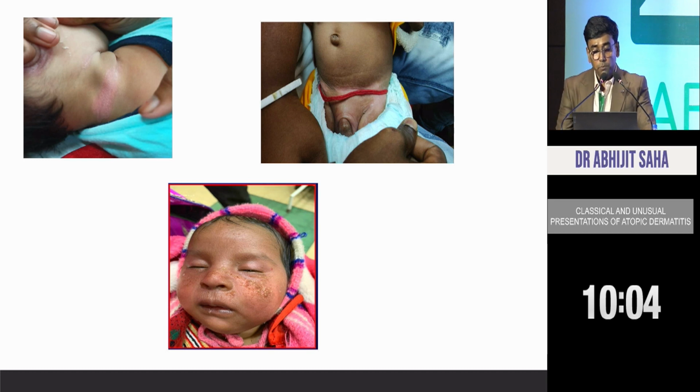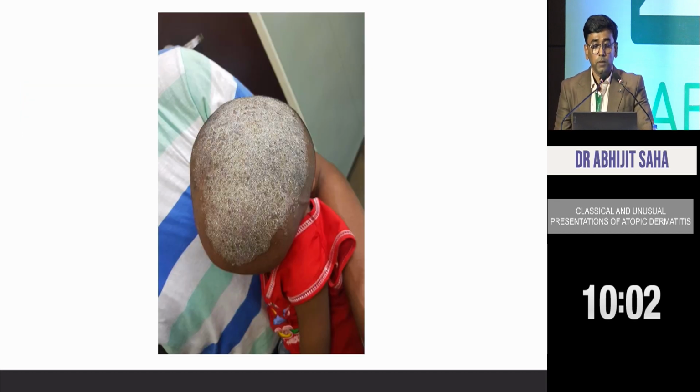But please remember, cradle cap is not pathognomonic of ISD. It can occur even in atopic dermatitis too. And in that case, cradle cap would be much drier, crusty, fissured, and itchy.